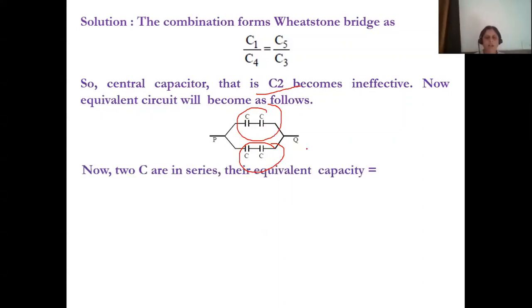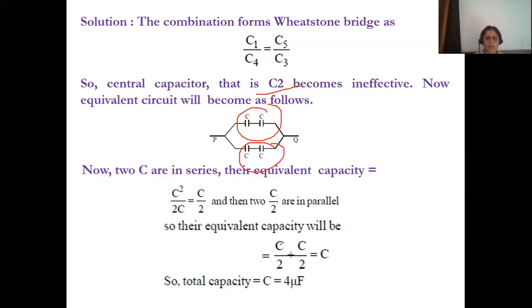Now you calculate the equivalent capacitance. For the series combination, it will be C by 2. Another one is C by 2. These two branches are in parallel. So C by 2 plus C by 2 is equal to C. That means the total capacitance is C, and C is equal to 4 microfarad. So the correct option is C.